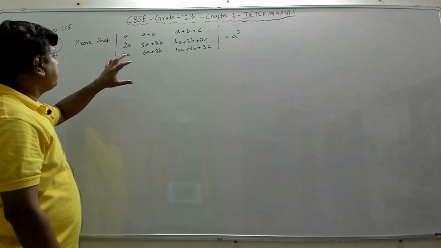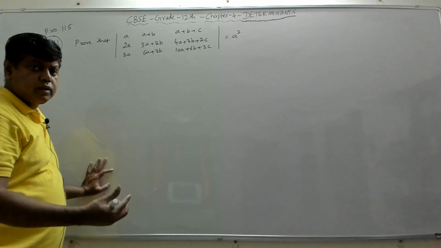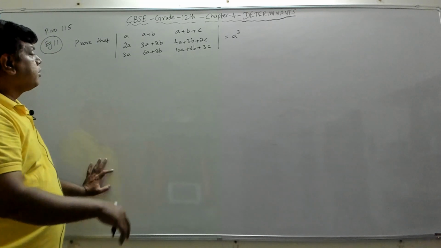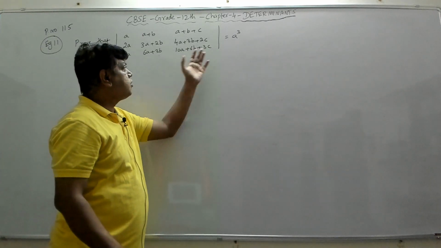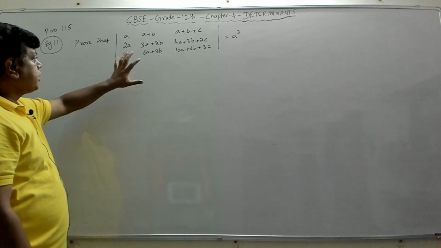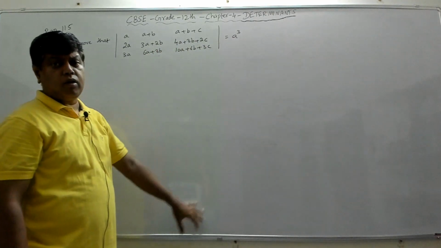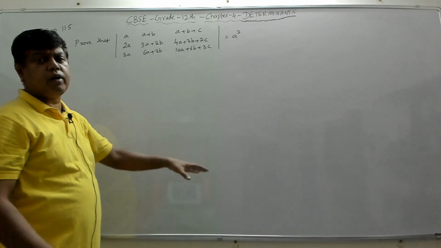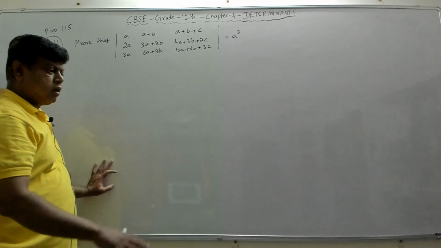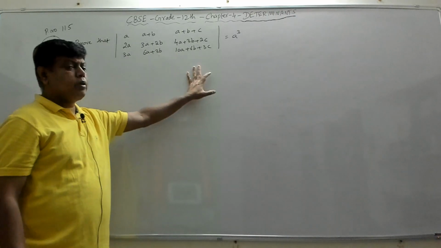Now we have to prove that the value of this determinant is equal to a cube, and we are going to apply some of the 6 properties. Whenever you have a determinant and you want to prove it equals something on the right side, or evaluate it, the first and straightforward approach is to expand the determinant the normal way.